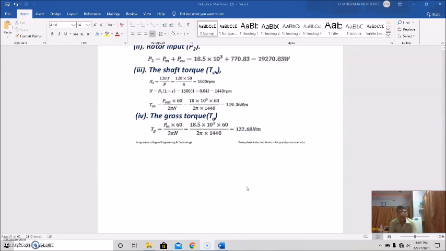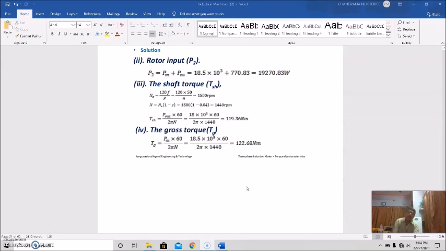So that's all about the different relationships and their problems that we have discussed so far in this class, from torque slip characteristics and its related problems. And if you find any problem, you contact me.